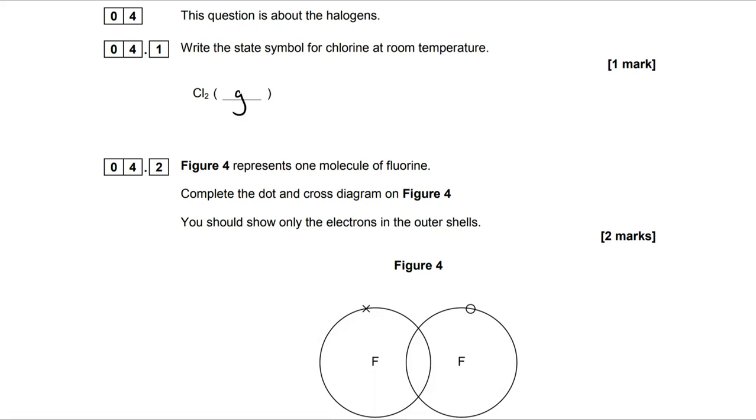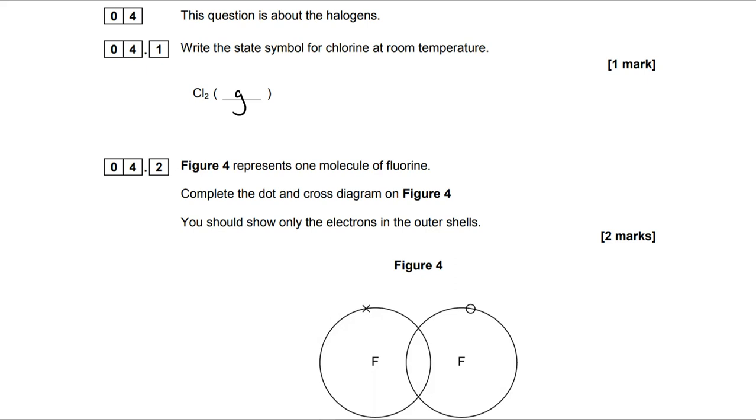a G. Figure 4 represents one molecule of fluorine. Fluorine exists as a diatomic element, as do the remainder of group 7. And you need to complete a dot cross diagram. Only show the electrons in the outer shells. That actually makes it a little bit more straightforward.